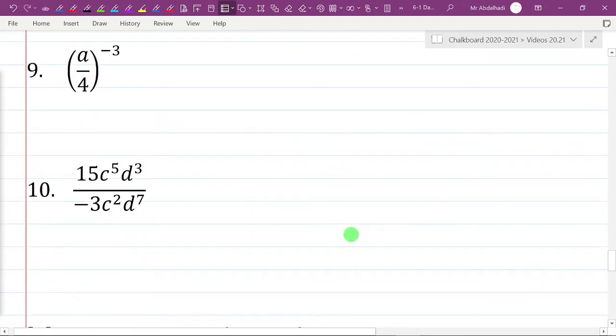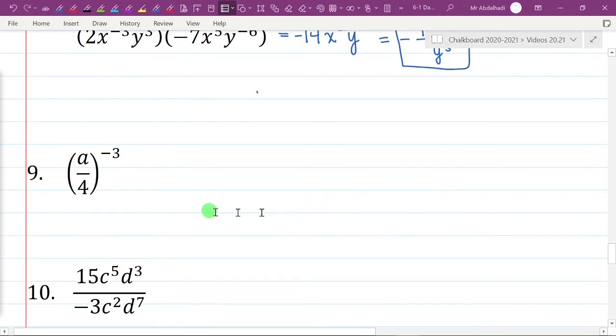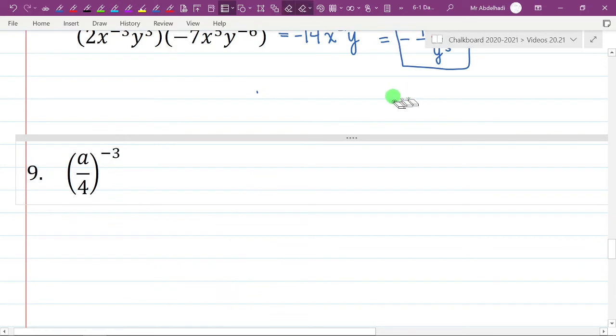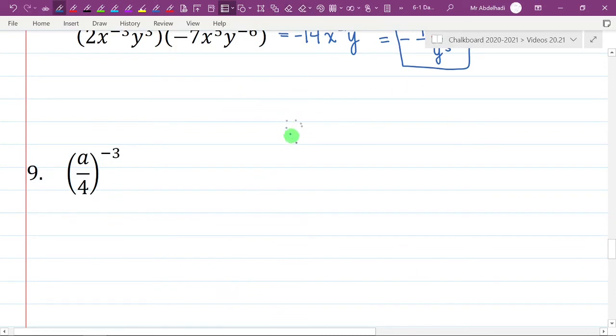Okay, now we have this one here. This is a fraction to a power. And when you have a fraction to a power, you have to take the top and bottom to that power. For instance, let me give you a little example. Let's say you had, I don't know, 2/3 to the power of 3.